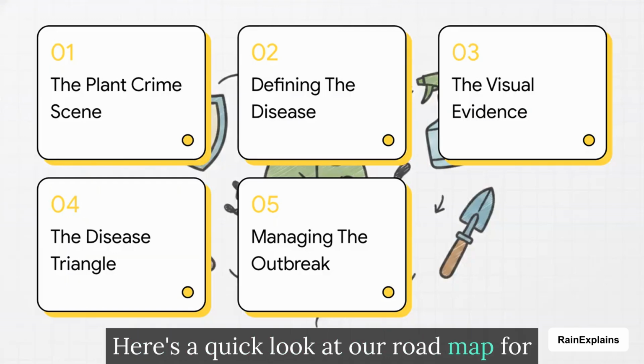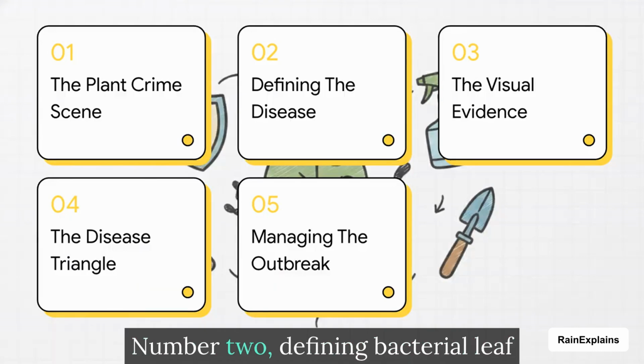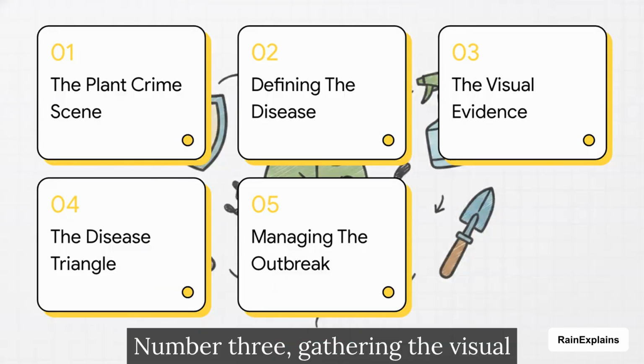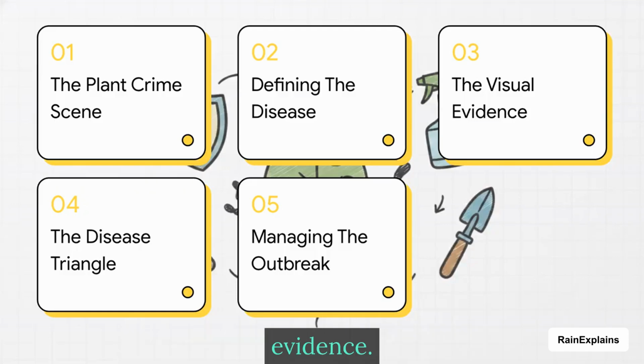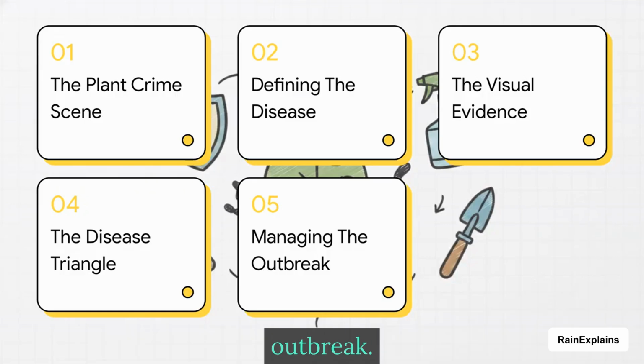Here's a quick look at our roadmap for today's forensic investigation. Number 1, the plant crime scene. Number 2, defining bacterial leaf spot. Number 3, gathering the visual evidence. Number 4, the disease triangle. And finally, number 5, managing the outbreak.